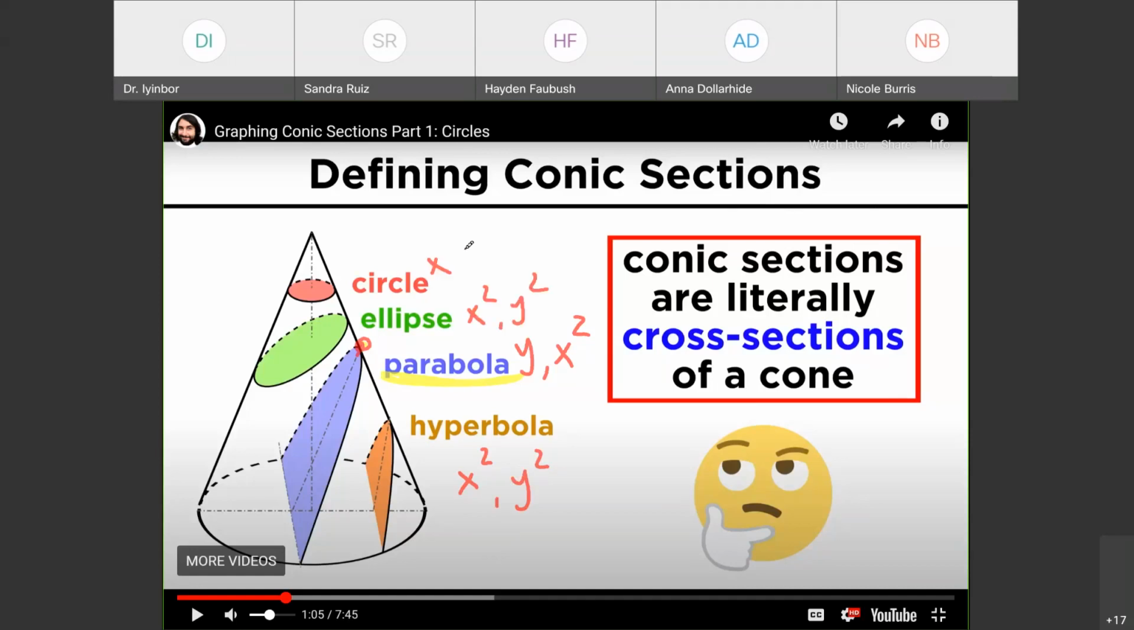I'm going to show you the equations in a second. But just keep in mind, the parabola has y and x squared. We talked about parabola already. Today we're going to talk about circle, ellipse, and hyperbola. The equations of those three shapes have x squared and y squared in them, okay? So now let me show you how the equations look.